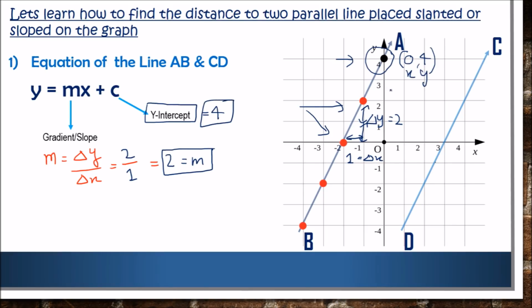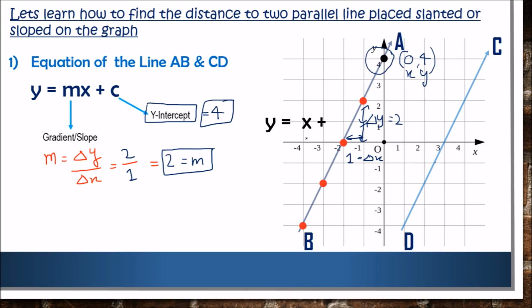One more time, y-intercept is the value of y at a point where x is equal to 0. And y-intercept is also the point where a line cuts the y-axis on the graph. So that's why 4 will be the y-intercept value of our line AB. So let's write down the equation of a line AB.